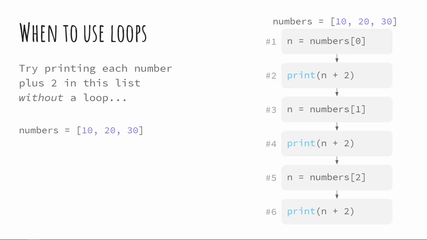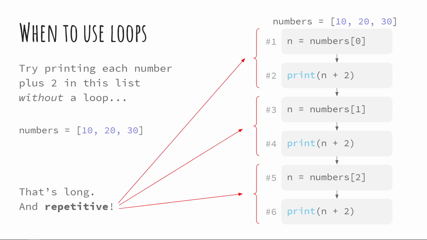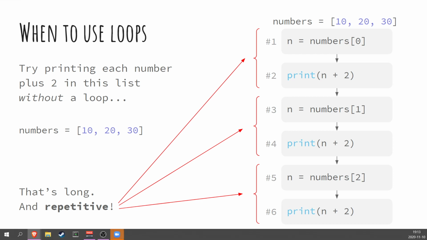So when do you want to use loops? If we look at the code over on the right side here, if we wanted to print each number in this list plus 2 without using a loop, it ends up with a lot of wasted code, right? You can see we repeat n equals numbers at whatever index and print n plus 2 over and over again. We have to write that many different times.